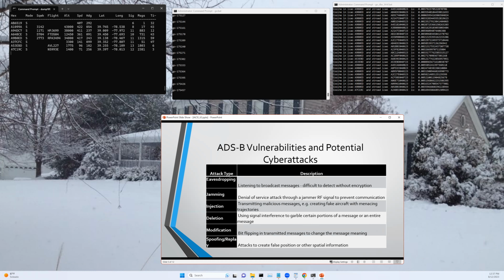ADS-B has vulnerabilities. It is based on a simple protocol that is unencrypted and unauthenticated. Because of this, there are concerns about ADS-B vulnerability to jamming and spoofing. The types of potential cyber attacks on the ADS-B system are shown here.